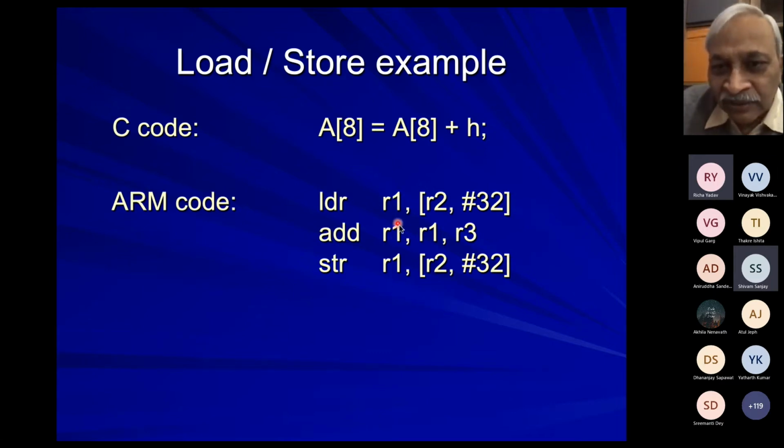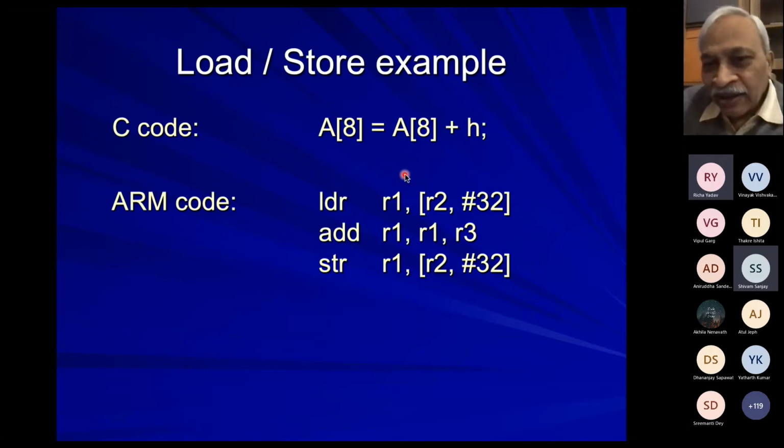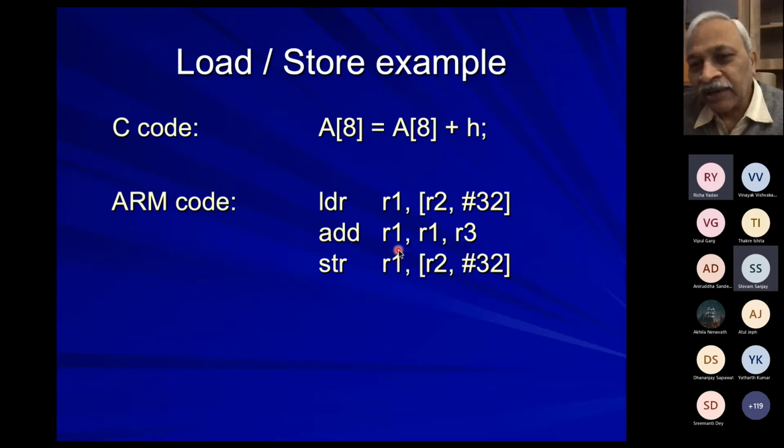Now, if the sum of A8 plus H had to be further operated, suppose it was like A8 equal to A8 plus H plus G. If another addition was required, you will do that addition before you put the result back in A8. Or on the left hand side, there was something else, some other scalar, which further participated in other expressions. You will not store the result immediately. You will try to keep it in register as long as you need it, and when you're done, then you put it back in memory.